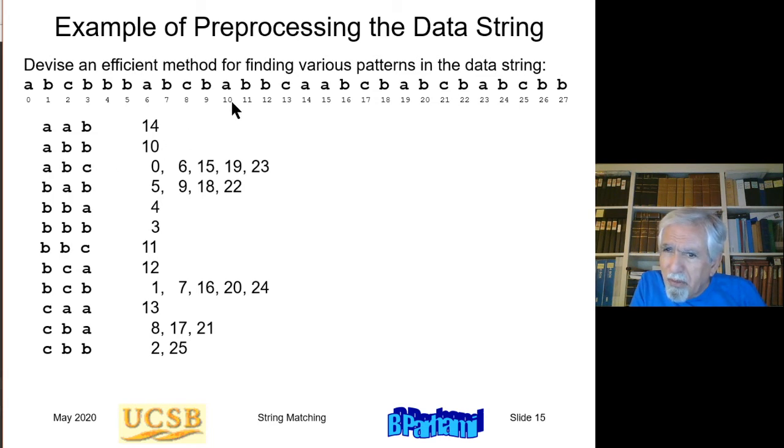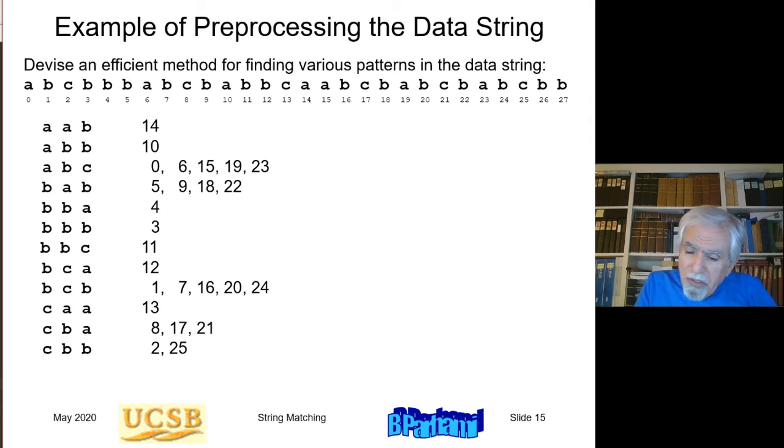ABB starts at location 10, there's just one occurrence. ABC, there are many occurrences, starts at location 0, starts at location 6, starts at location 15, and so on. So all these possible triples of letters that are found, they're entered into this index. So this index is a huge database that Google maintains on its servers.